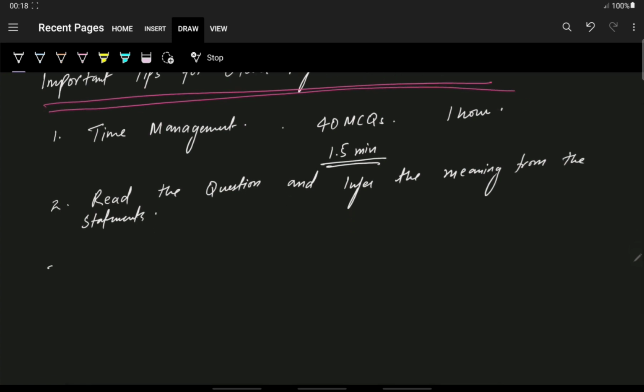There is another important thing: sometimes in the question there are bold letters, right? What is not the correct answer? They've asked in the question what is not the correct statement for this question. So you have to see that properly. Bold letters are of very prime importance.